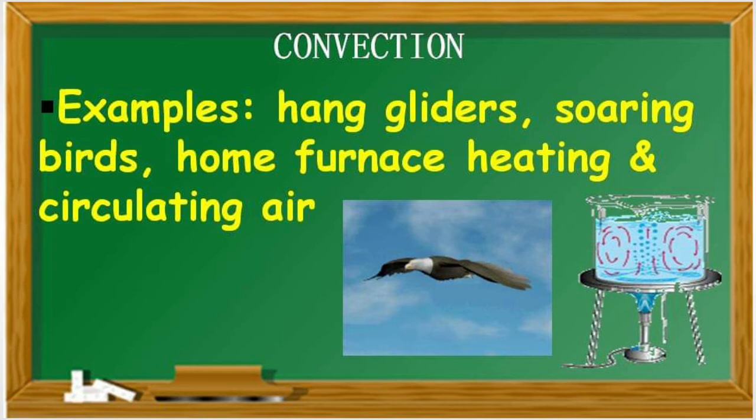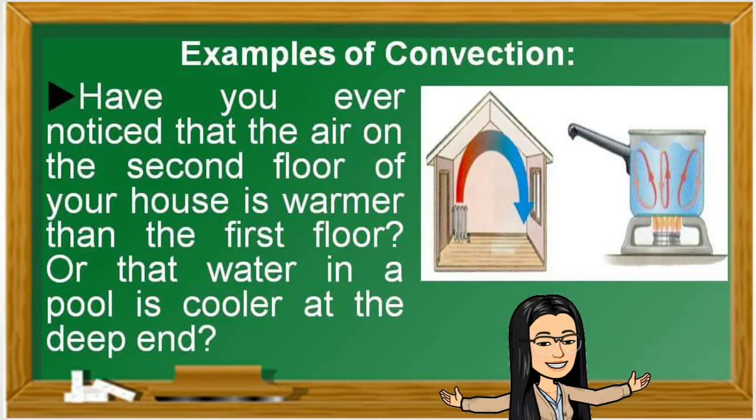Here are the examples of convection: the hang gliders, soaring birds, home furnace, heating and circulating air. Have you ever noticed that the air on the second floor of your house is warmer than the first floor? Or that water in a pool is cooler at the deep end?